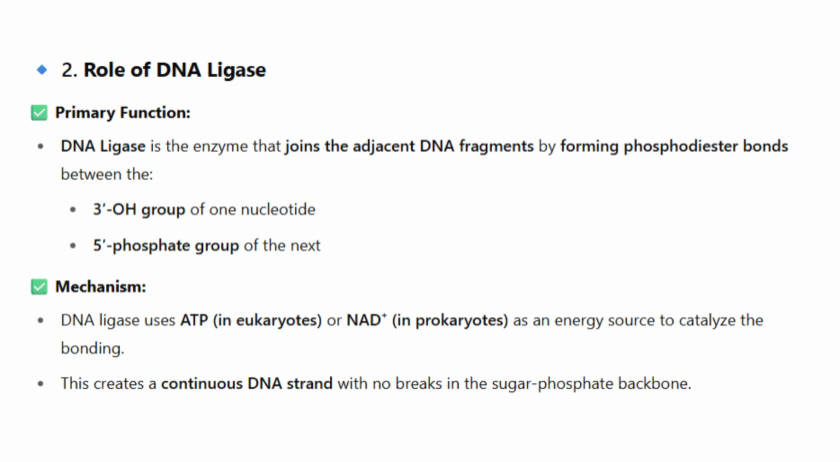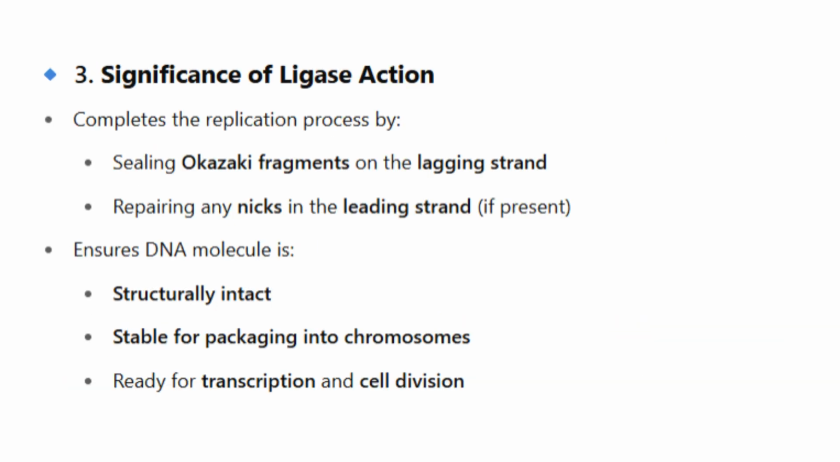Mechanism: DNA ligase uses ATP in eukaryotes, or NAD in prokaryotes, as an energy source to catalyze the bonding. This creates a continuous DNA strand with no breaks in the sugar-phosphate backbone. 3. Significance of ligase action. It completes the replication process by sealing Okazaki fragments on the lagging strand, repairing any nicks in the leading strand if present, and ensures the DNA molecule is structurally intact, stable for packaging into chromosomes, and ready for transcription and cell division.